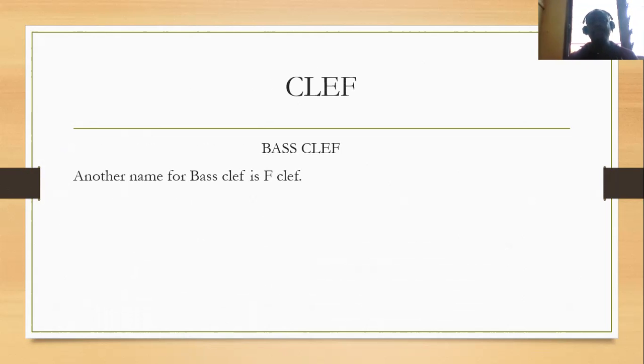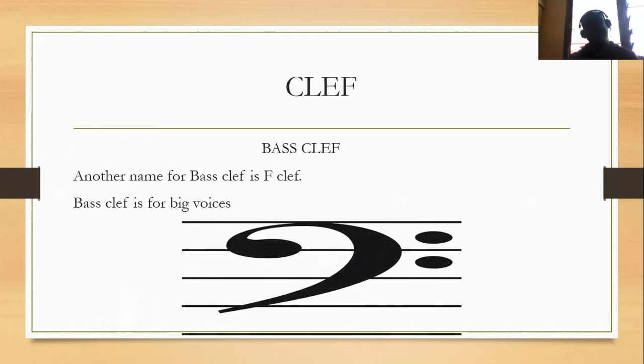The other type is the bass clef, like I said earlier. Another name for the bass clef is F clef. So take note, F clef. And we say the bass clef is for big voices, those who sing the tenor voices and the bass voices. So another name for the bass clef is F clef, and it is for big voices.